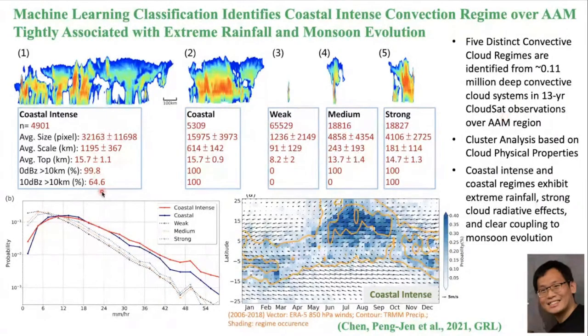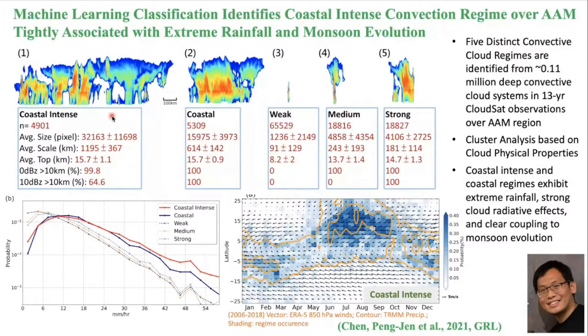So we see that a very clear, unique, highly extensive regime pops up in this cluster analysis. These systems happened mainly in the coastal oceans of the maritime continent and the monsoon region. So we named them the coastal intense regime. Their horizontal scale can be well over 1,000 kilometers.